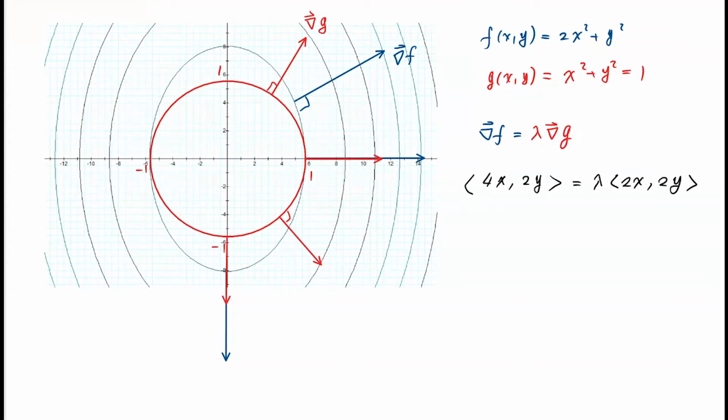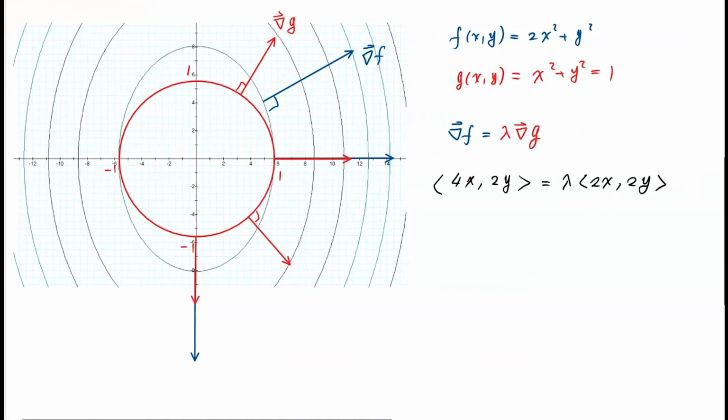You with me? I know this is a kind of like big concept to swallow, but you kind of understand or agree with this? Which gives us the system of equations. 4x is equal to 2 lambda x, right? And 2y is equal to 2 lambda y.